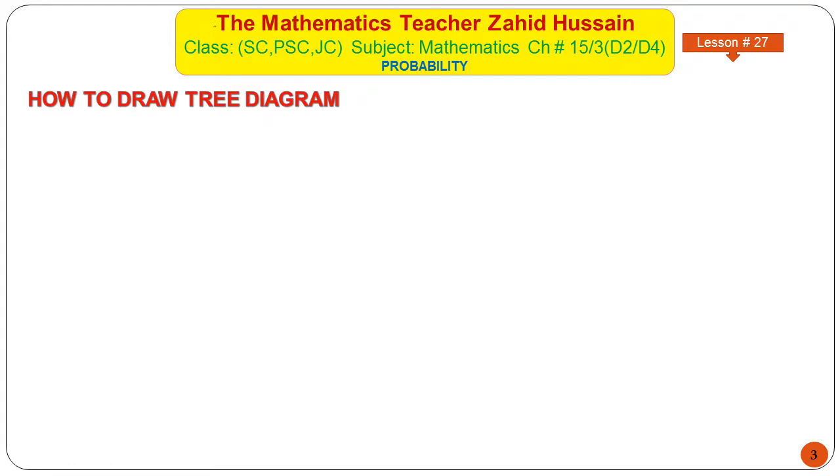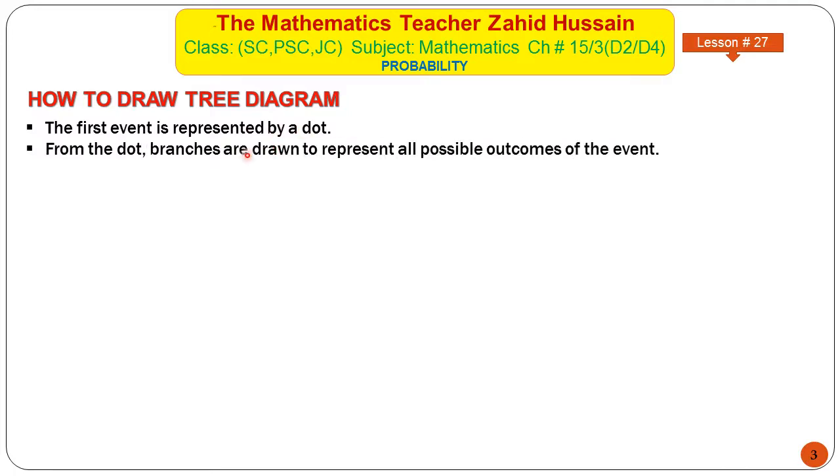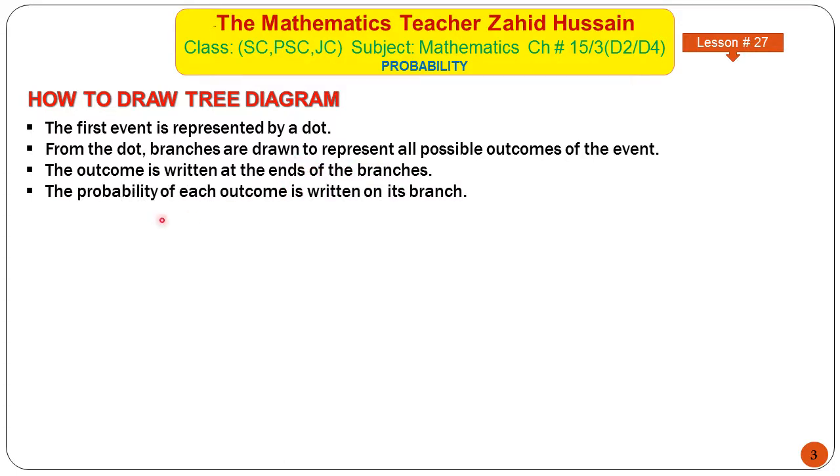Now, how to draw a tree diagram? First of all, the event is represented by a dot. From the dot, branches are drawn to represent all possible outcomes of the event. The outcome is written at the ends of the branches. The probability of each outcome is written on its branch. Now look at this. This is the first event. We place a dot for the first event, and there are branches.